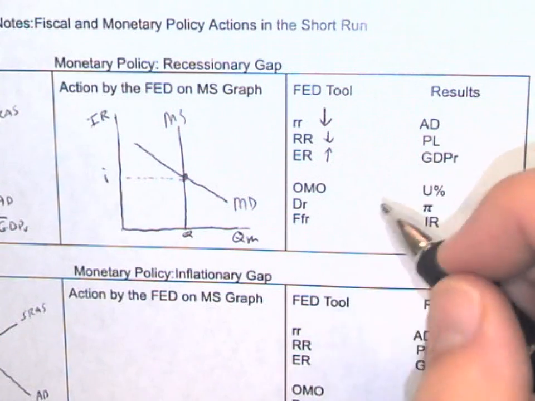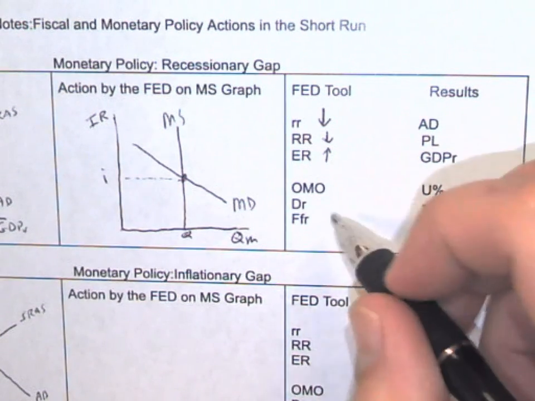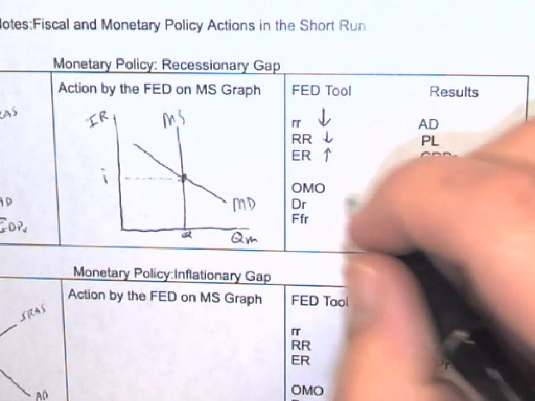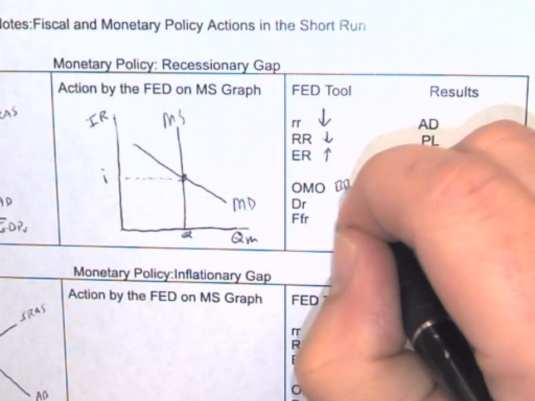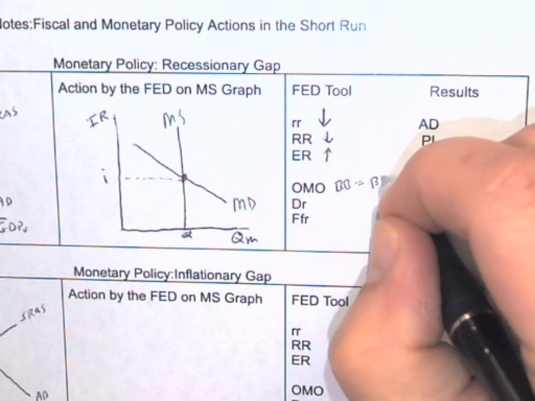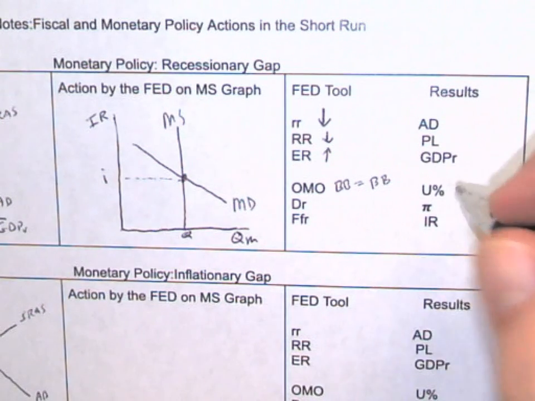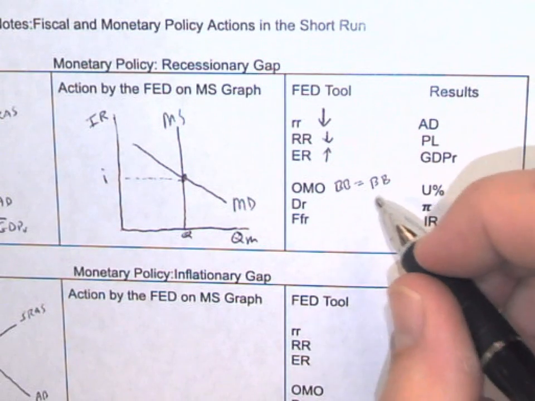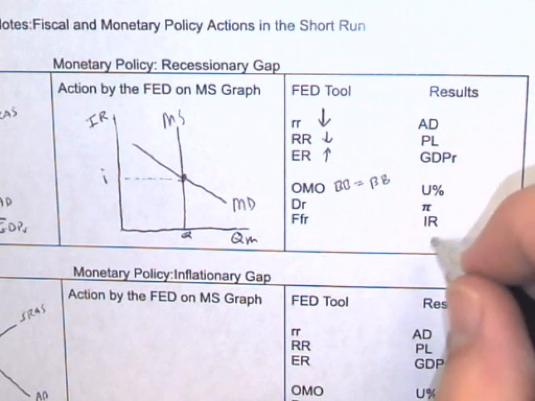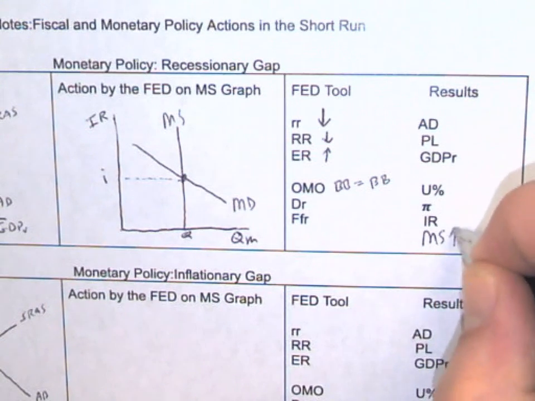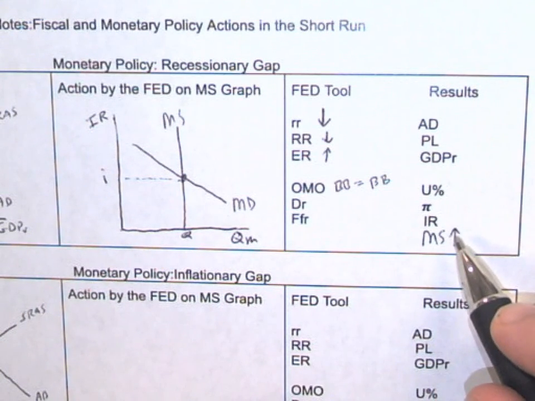The other thing they can do is called open market operations. Now, an expansionary open market operation is to buy bonds, and that's going to make the money supply increase, which I should have added over here. That's going to make the money supply go up, and that's our goal.